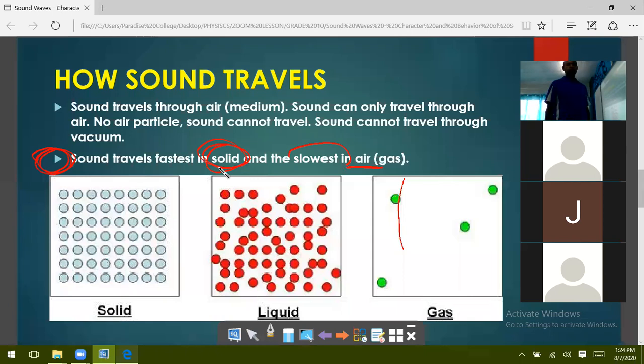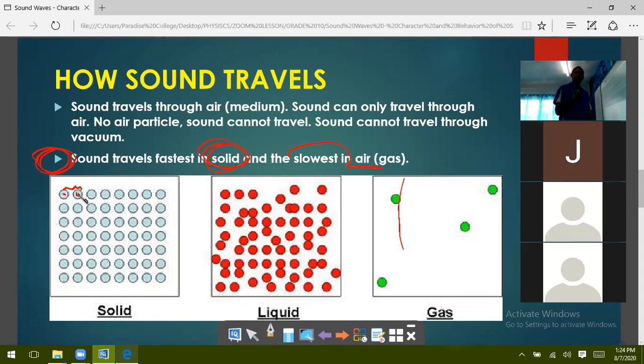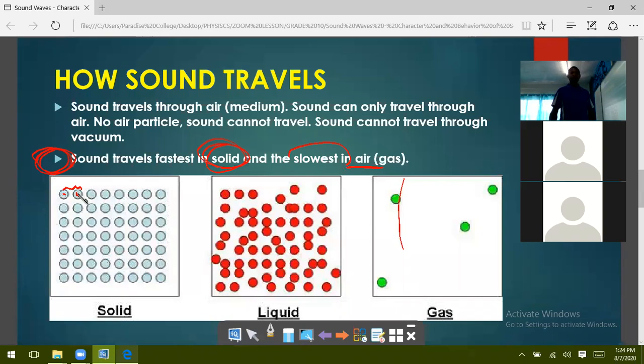That's right. So when you take a look at the particle arrangement, the solid particles here, the distance from one particle to the next is short. So when one particle receives the sound energy, it travels a very short distance to pass on this sound energy to the next, and to the next, and so on.